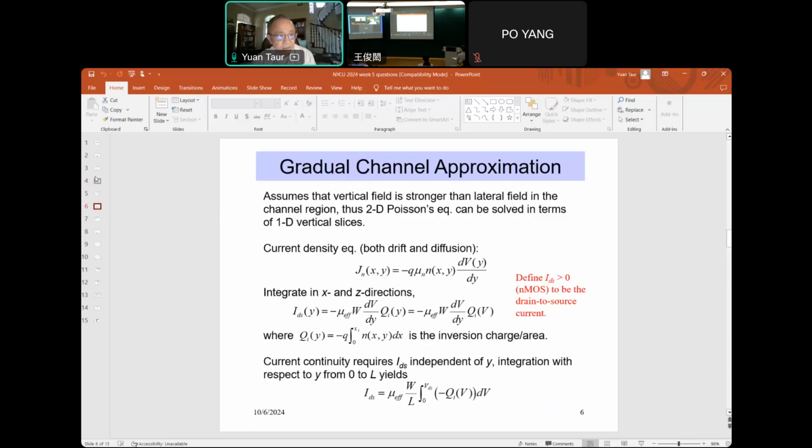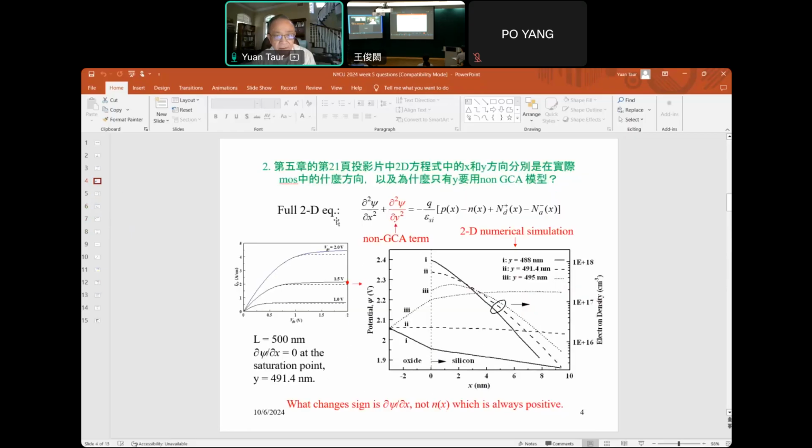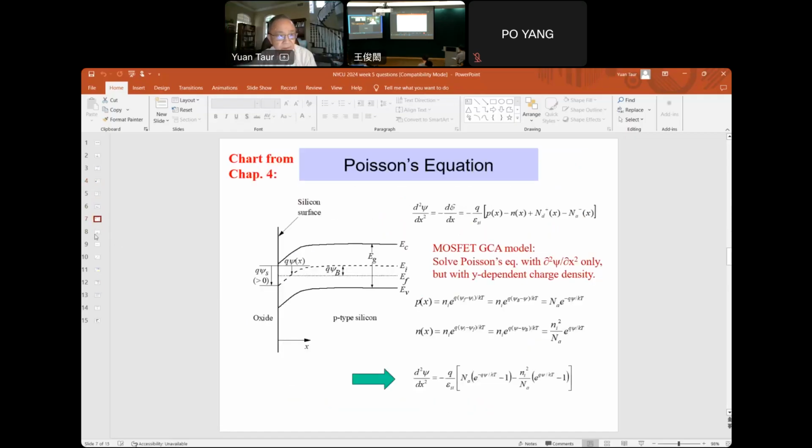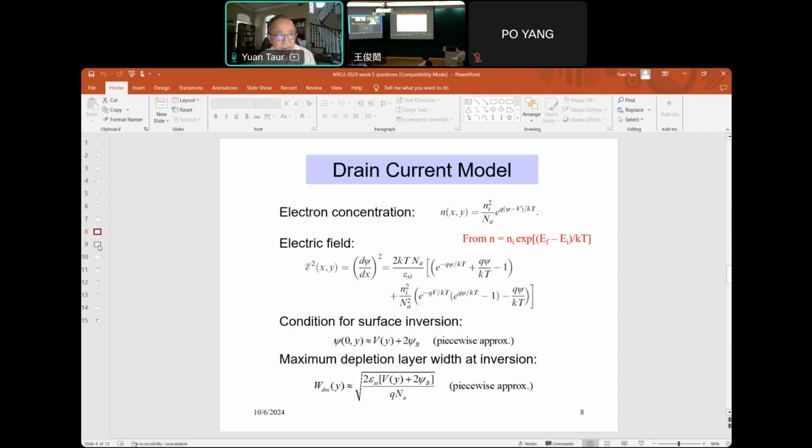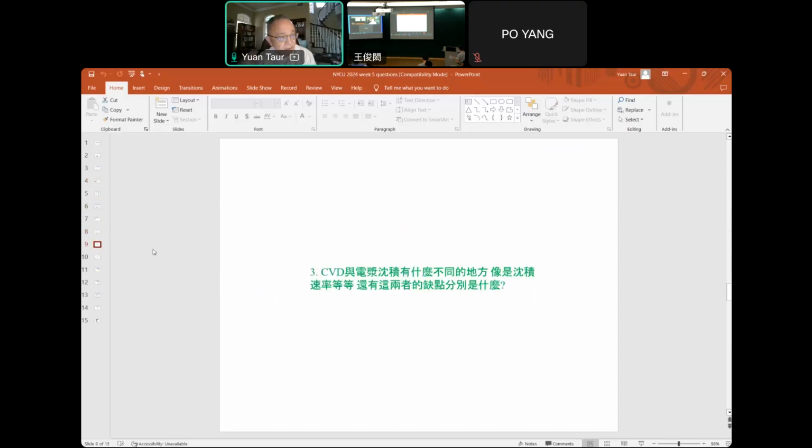So going back to the first chart, the GCA model has no y curvature term. Only the non-GCA model adds a term here to consider the effect of y curvature, which is important in the saturation region. So that's this question. And let's see, the third question.